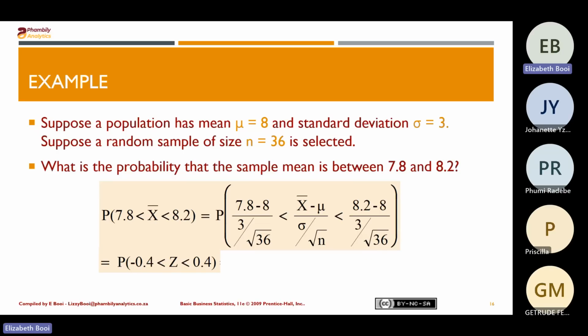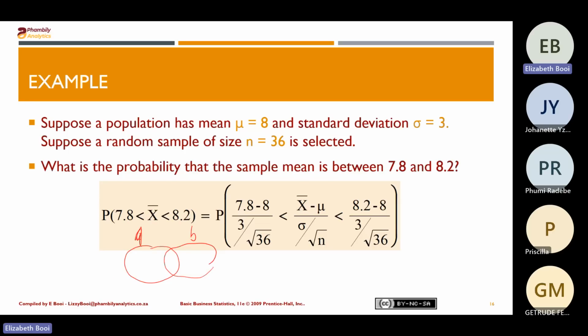And when we solve on the right, we get 0.4. Now, from here, we need to find the probability of Z less than 0.4, and the probability of Z less than minus 0.4. So we first find the probability of B, and then find the probability of A.